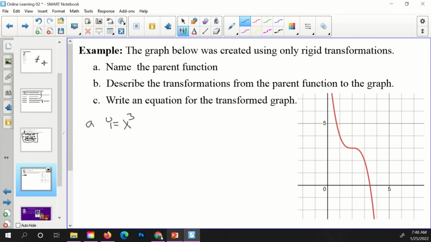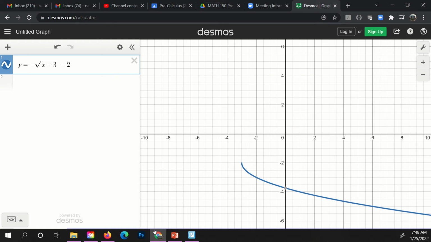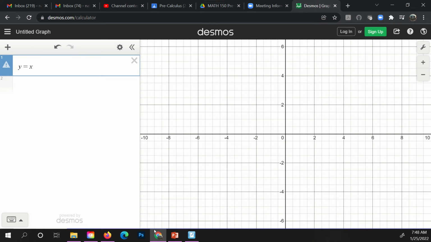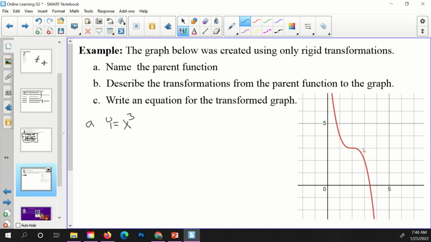And so if we go back to Desmos here real quick, and we clear out all this stuff, and I just go y equals x raised to the third, I get a graph that looks similar to what I have there. Now, I do notice that this graph is always increasing, but the graph we have here is always decreasing. So we have to come up with some transformations to get that. All right, so part B, let's describe our transformations.